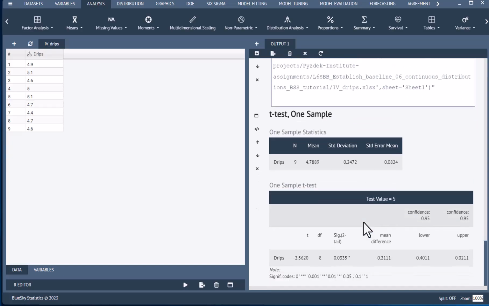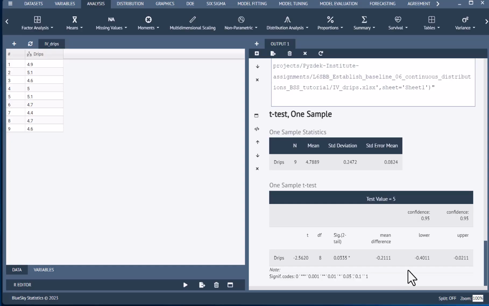And what BlueSky tells us is, first of all, some summary statistics: sample size, mean, standard deviation, standard error of the mean. Our test value is 5, and the results are statistically significant. So this means that the p-value is less than 0.05. That means that the drip value is not equal to 5. It's not in the confidence level.